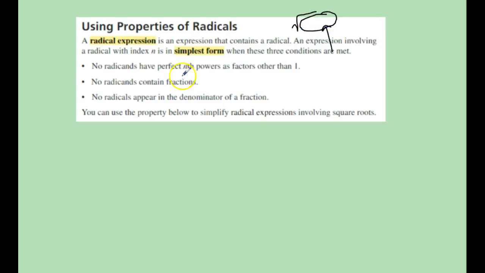So if this has perfect nth powers as factors other than 1, okay, so this has to be fully simplified, and we'll go through several examples working on simplifying this. So no radicand contains fractions. I can't have any fractions in here. And no radicals appear in the denominator of a fraction. Once I've met those three things, then I know that it's in simplest form, and that's always going to be your goal. So if you're working through your homework and you get some questions wrong, double check that you are for sure in simplest form.